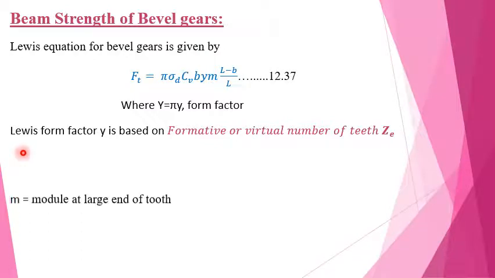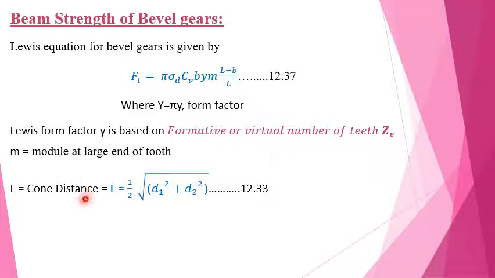So next we have the cone distance capital L, that is given by the equation half into square root of d1 square plus d2 square, where d1 is the pitch circle diameter of the pinion, d2 is the pitch circle diameter of the gear, and this can be represented by the equation again half into m into square root of z1 square plus z2 square, since m is equal to d by z, so you can represent this in this particular form.